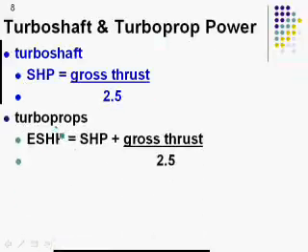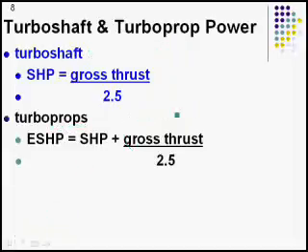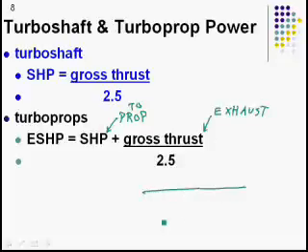Now, turboprops, on the other hand, are a little bit different. Turboshaft engines, remember, for practical purposes we don't pay any attention to the fact that they don't develop thrust. However, with turboprops, we are going to take into account the fact that there is some thrust from the engine. This shaft horsepower right here is the shaft horsepower going to the propeller, and this gross thrust is coming out of the exhaust. So if we had a turboprop down here, let's see how well I can do this time.